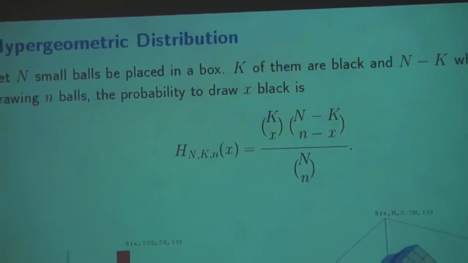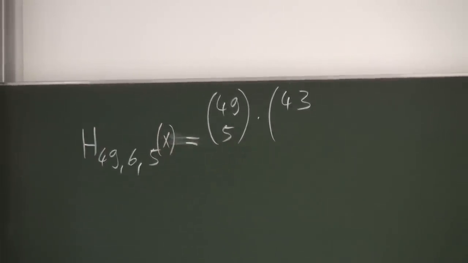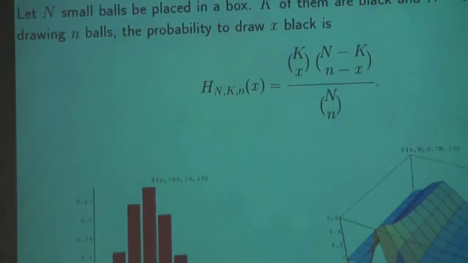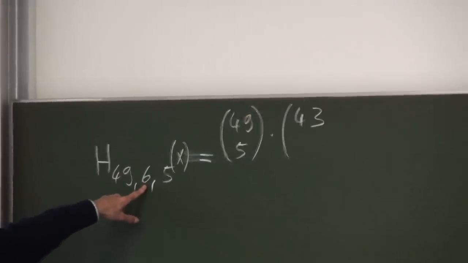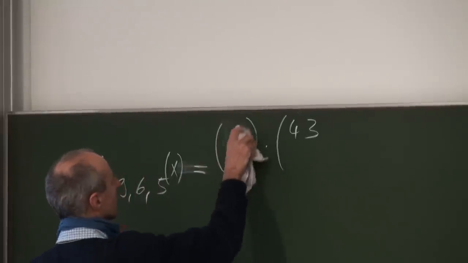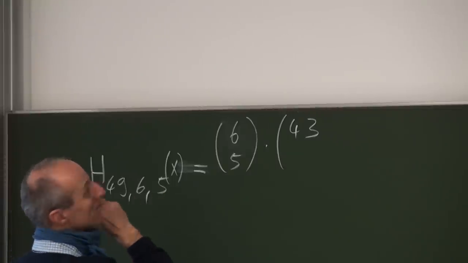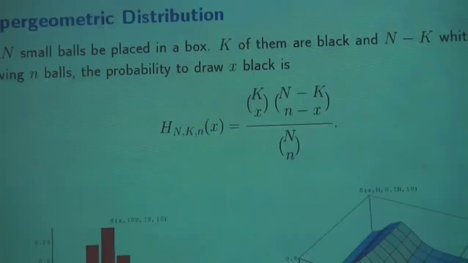So n is, let me see. Oh no, sorry, I forgot something. I have got a question. When drawing n balls, N is 49, K is 6. Yeah, that's what I said, K is 6. But in the formula, K is 49, N is 49. Oh, yes, thank you. Okay, this was wrong here. That must be 6. Yeah, that's true. And here we have n minus x. Yeah, now I'm confused.